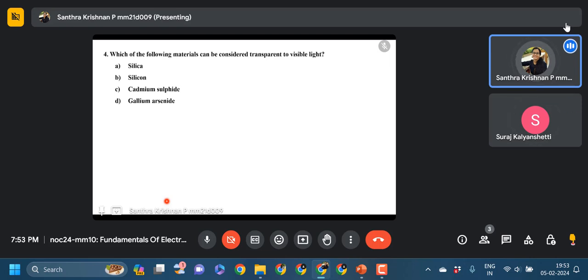Which of the following materials are considered transparent to visible light? It's something based on the silicon band gap, right? Band gap, yes. I think it is related to the wavelength of the light it absorbs. Wavelength indirectly decides the band gap, correct. So I think silica only. Silica is sand, right? Or is it glass? No, it is sand. It is silicon, I think.